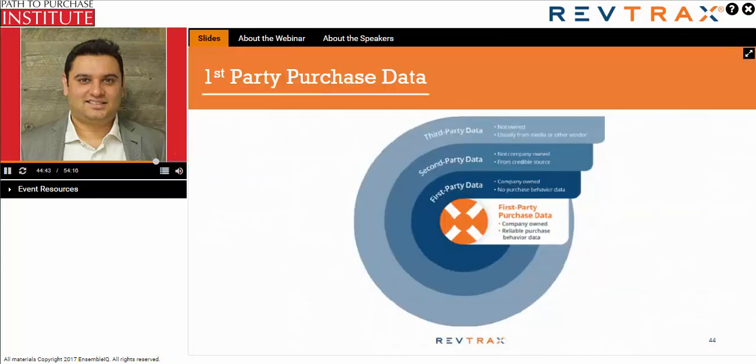So third-party data is not owned by the organization. For example, this can be demographic information like marital status that an organization sources from a vendor. Second-party data is what is typically shared between partner organizations, say data a client shares with you. First-party data is data that is owned by the organization. This can even be PII, personally identifiable information, for example, email addresses from an in-house CRM. And then there's first-party purchase data. This is data that an organization owns and has actual, not modeled, but actual purchase data. And this is what our platform allows us to see.